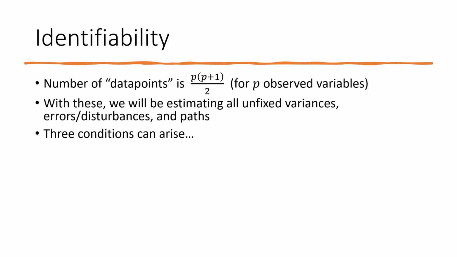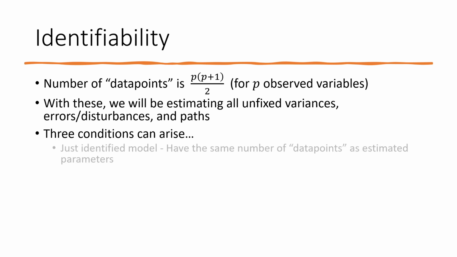In comparing the number of data points to the number of things I'm estimating, three conditions can arise. One is a just identified model where the number of data points and the number of things I'm estimating are exactly the same. And in this case, I can get some numbers in terms of estimates of the relationships between variables, but I can't test them statistically. I need more data if I'm going to test statistically.